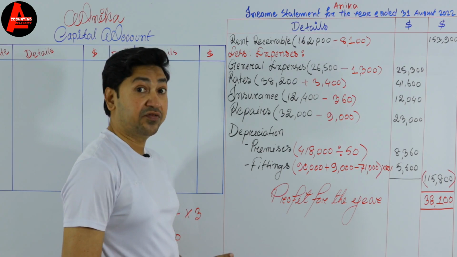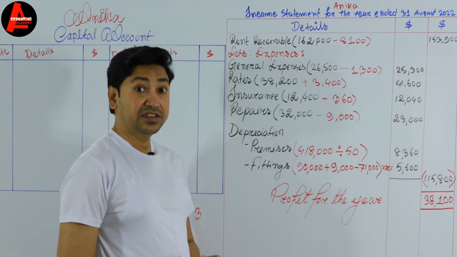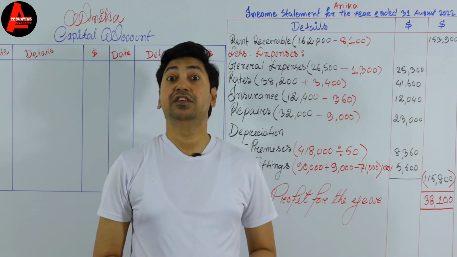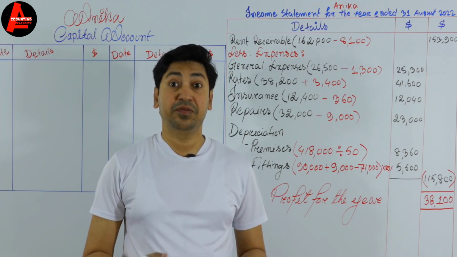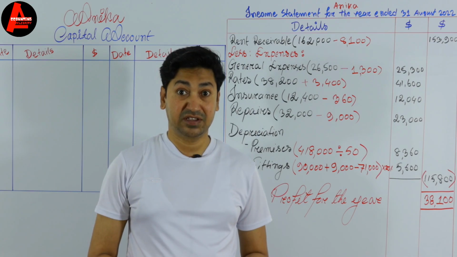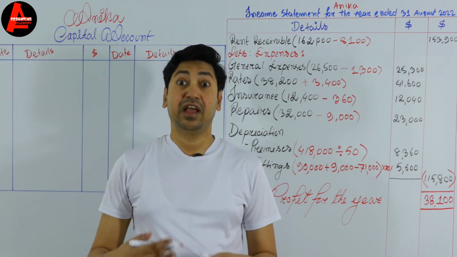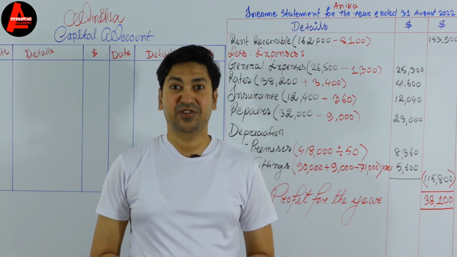So we have here 5 complicated adjustments. If you learn these adjustments perfectly, you will be able to prepare many income statements, because these adjustments will be repeating again and again in various questions.